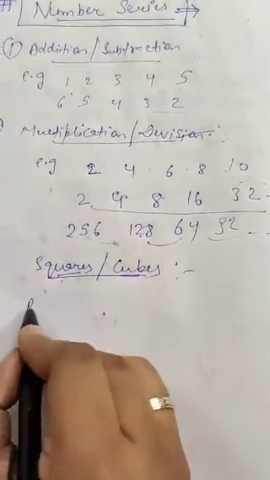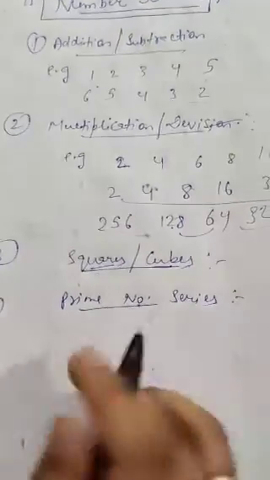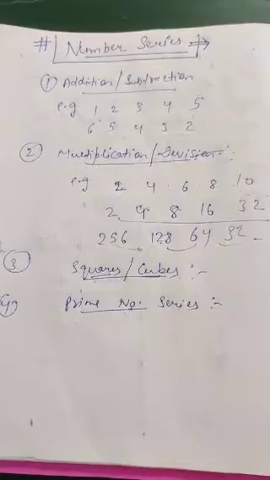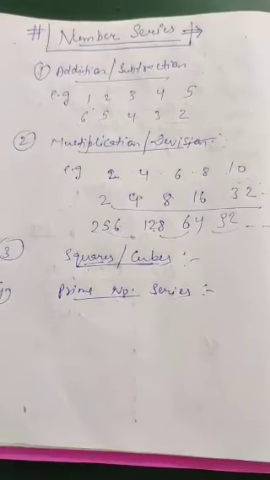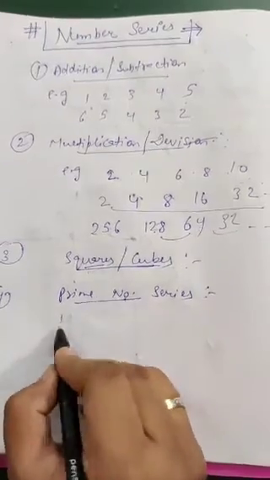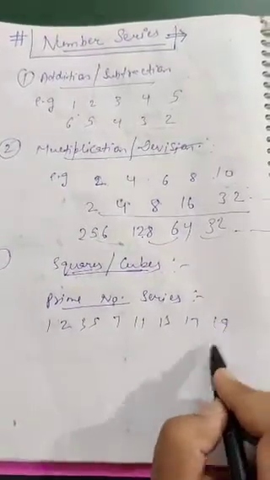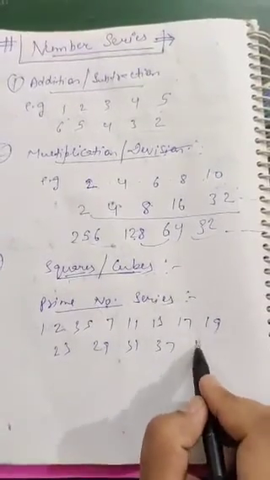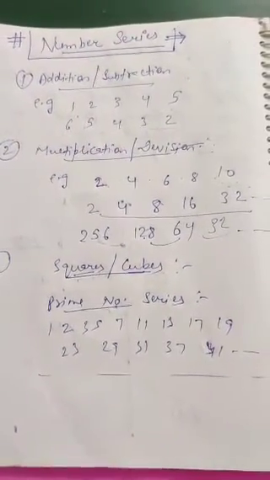Then fourth is prime number series. We all should know what is meant by prime numbers, or the prime numbers up to 100 or 200. It will help us determine whether a series is a series of prime numbers or not. For example, prime numbers are like 1, 2, 3, 5, then 7, then 11, 13, 17, 19, 23, 29, 31, 37, and then 41, and so on. We should know the prime numbers at least up to 200.